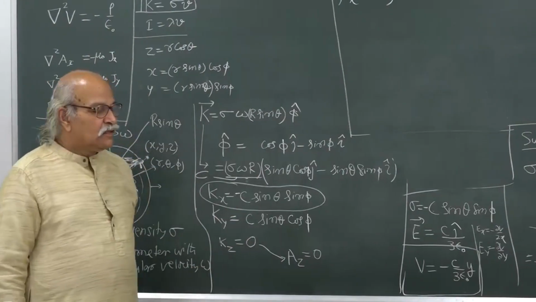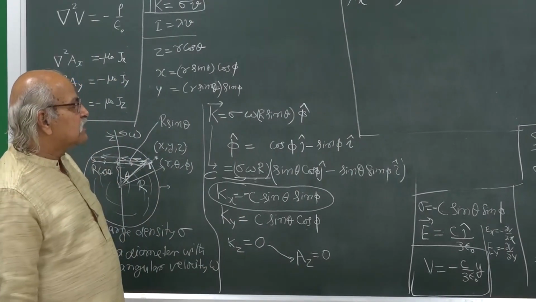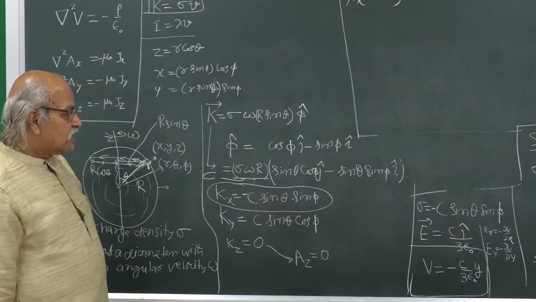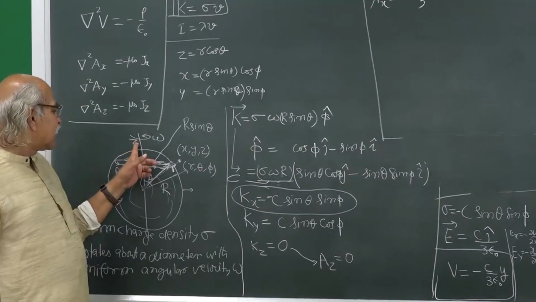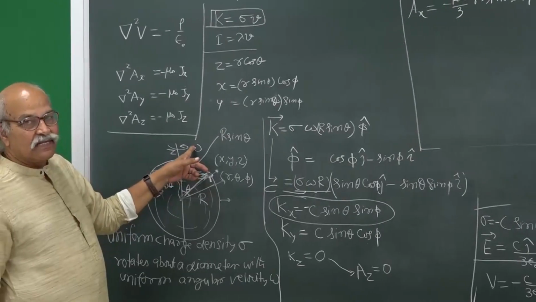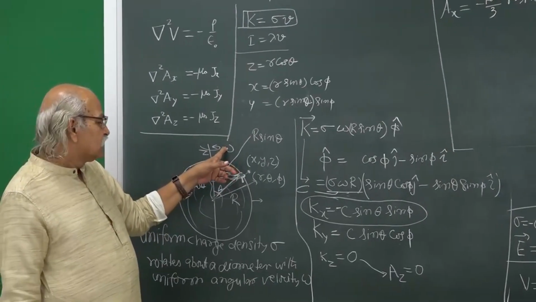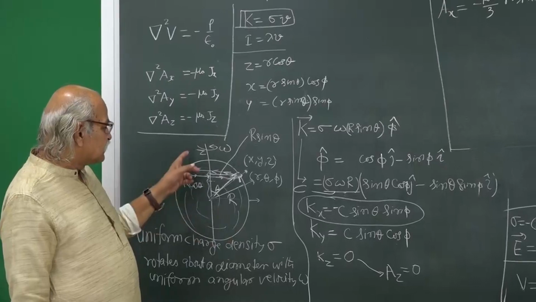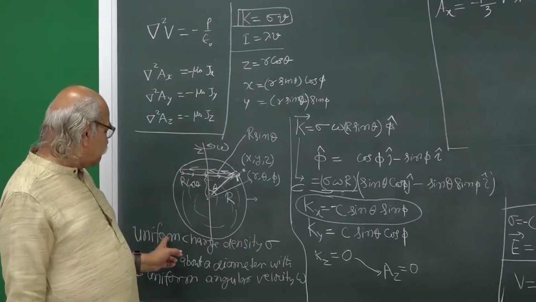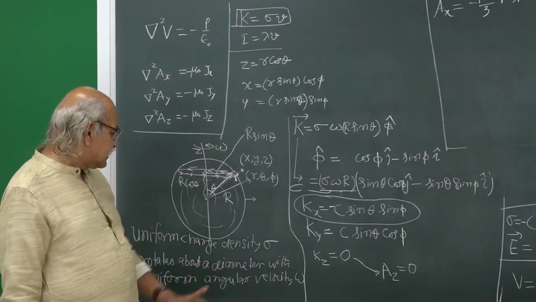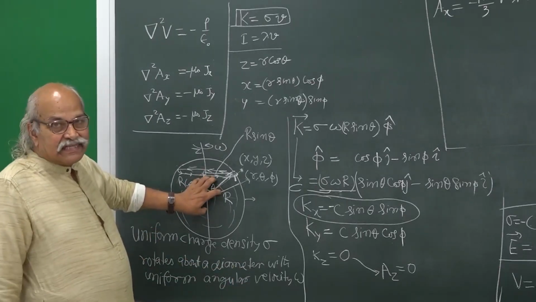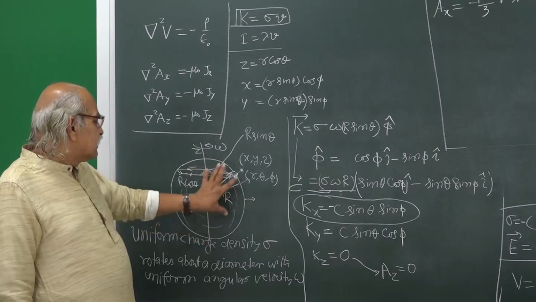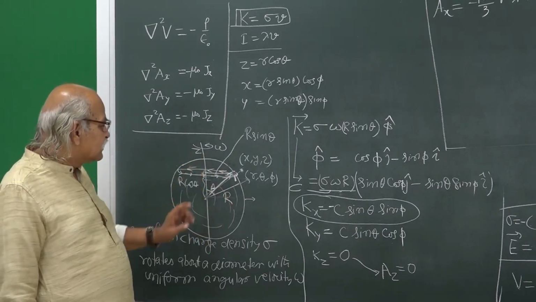So, let us complete the unfinished task. We started with a sphere which rotates about the z axis with constant angular velocity omega. The surface of this sphere has a uniform surface charge density sigma, and we wanted to know the magnetic field inside because of this current which is on the surface.